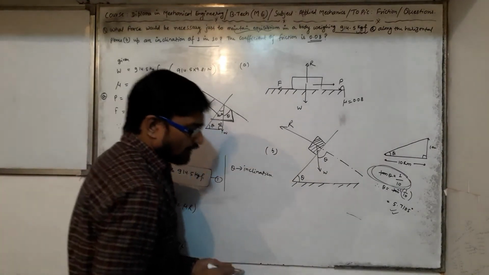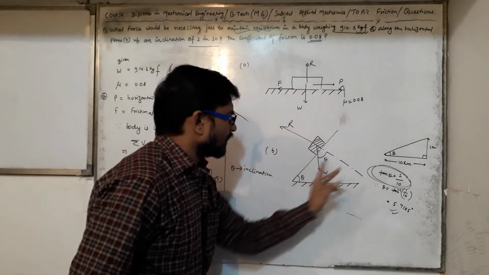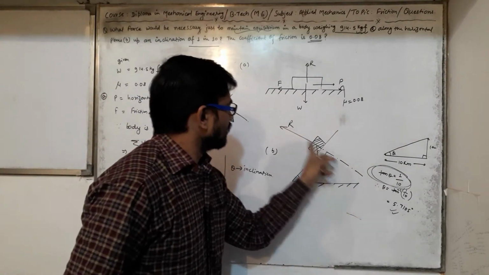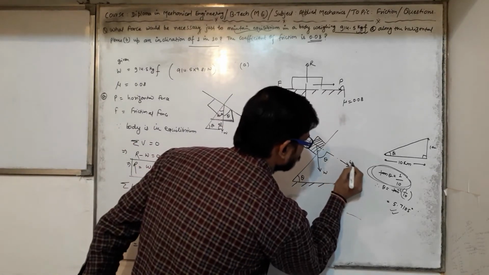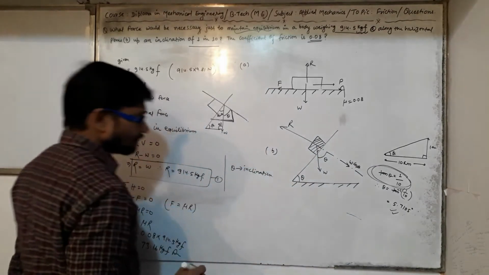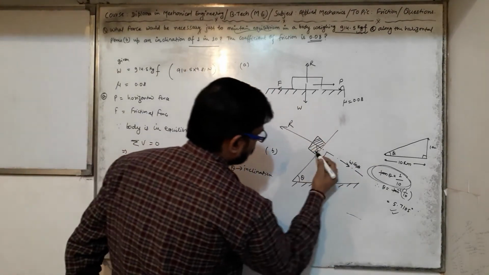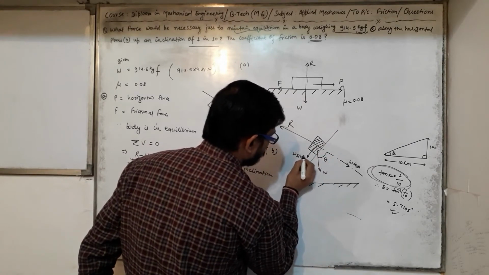Now if I take the component of this W along the direction of the line of action in which R is acting, I will get W cos theta, and its other component, perpendicular to this, will act in this direction: W sin theta.